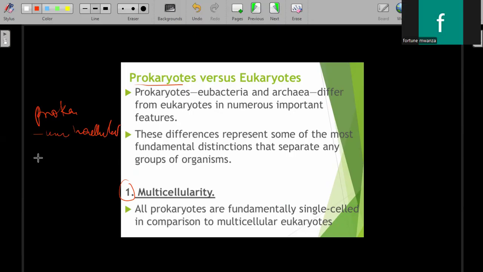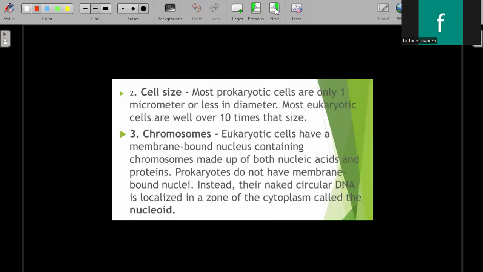Then eukaryotes are going to be multicellular. These ones are going to be multicellular. So that's what you have in there. Okay, then in terms of the cell size.